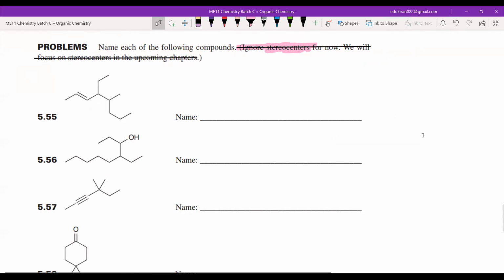Draw the structures properly. Draw one structure, name it, and then send the name to me.